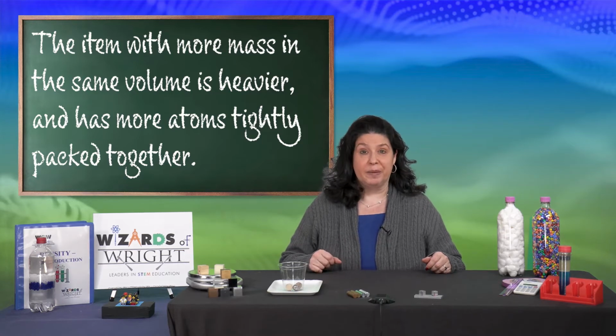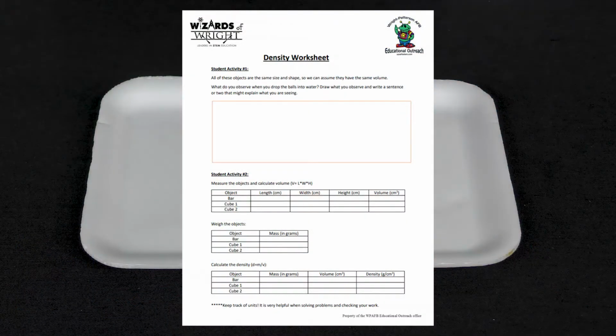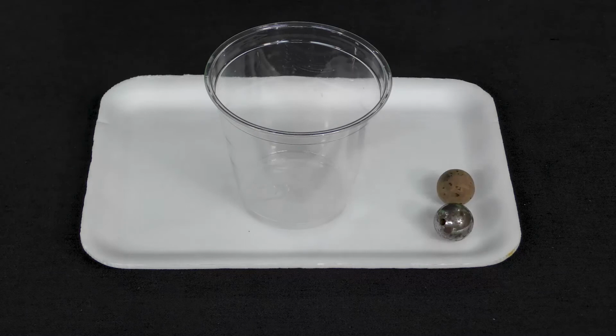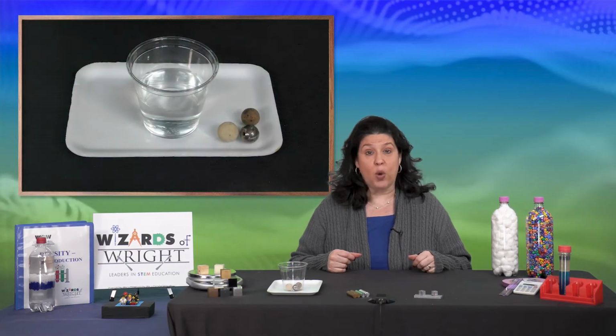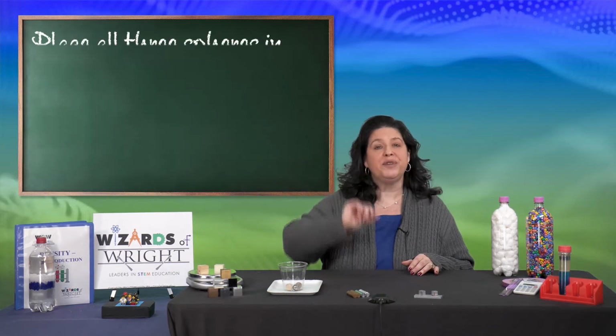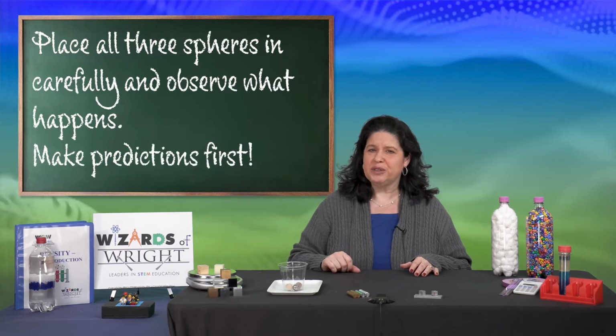Let's do an activity. Teachers, let me show you what materials will be needed. Each group will need 1 worksheet, a tray to work on, a plastic cup, and 3 different spheres. In a moment, please fill each group's cup halfway with water. They should carefully and slowly place all 3 spheres in and observe what happens. Perhaps you should make predictions first.